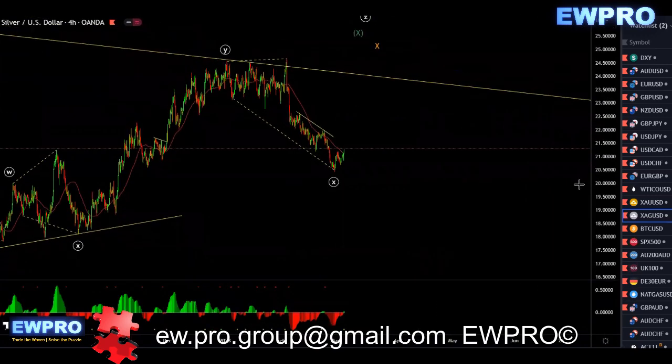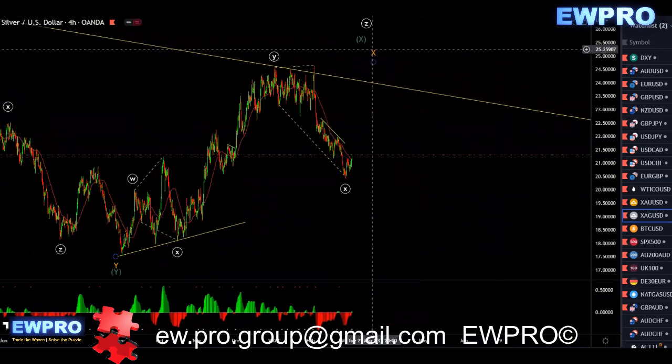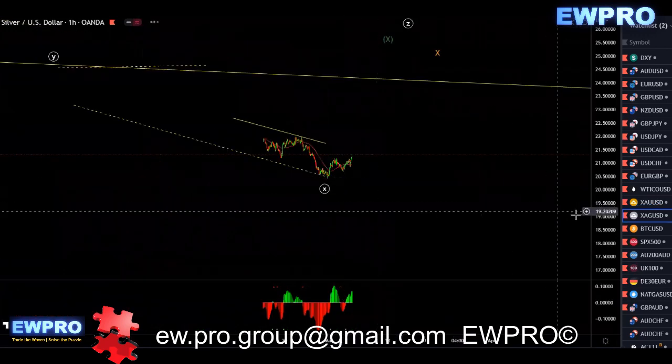If you're going to buy this, you need good setups. On the H4 though, I'm looking at a WXY, possible X2, and we may get a Z up. So any buy setup you get, it's very similar to gold. Any buy setup you get, you would want to take it because we're at this low here.